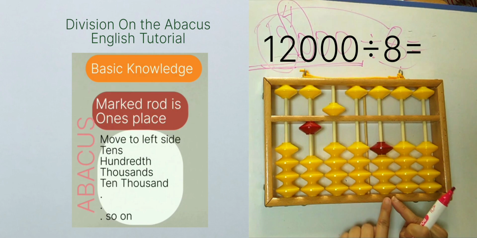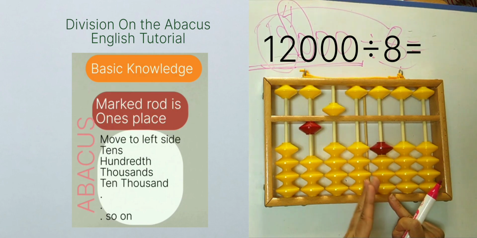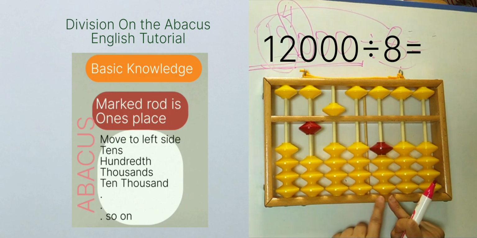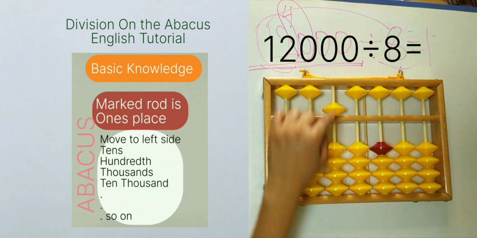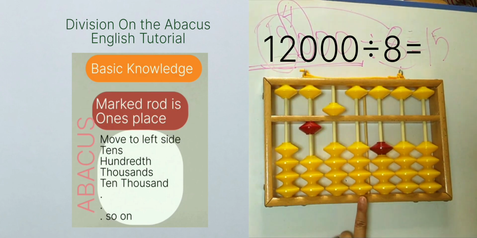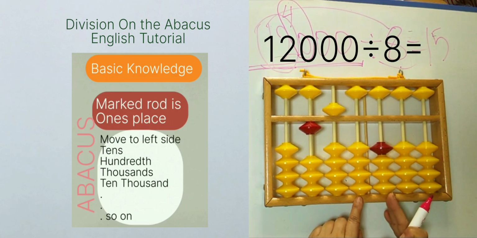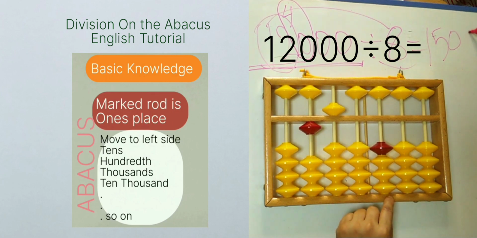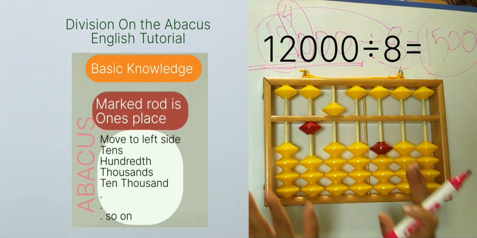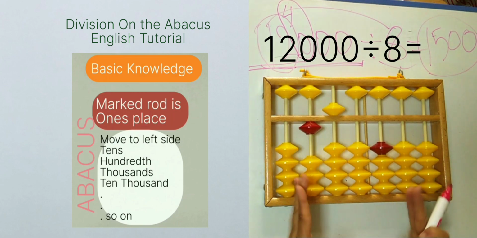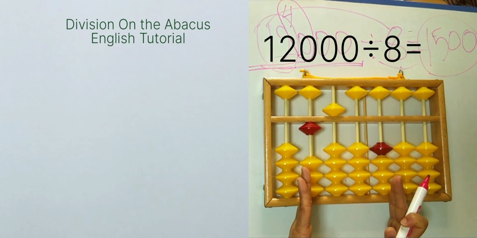Remove your finger. You have your answer on your abacus. Look, this is the marked rod. In this technique you have to read your answer till the marked rod. On the 1000 rod you have 1, on the 100 rod you have 5, and this is the tens rod, this is the ones rod, and this is the marked rod. The marked rod is the ones place. 0 and 0. 1500 is your answer. Not only this number, we have to read till the marked rod. This is our answer. This is the technique.